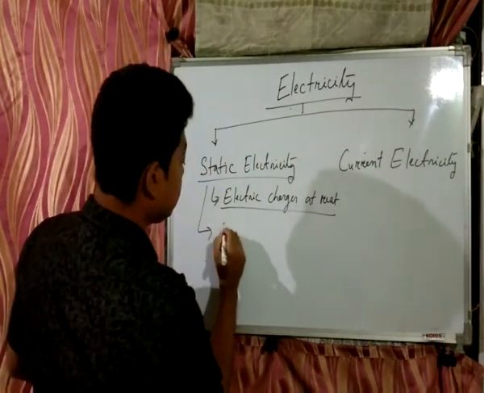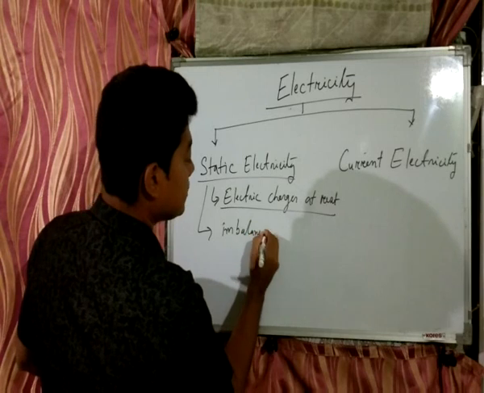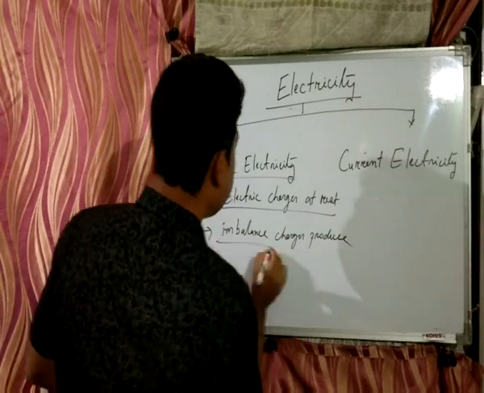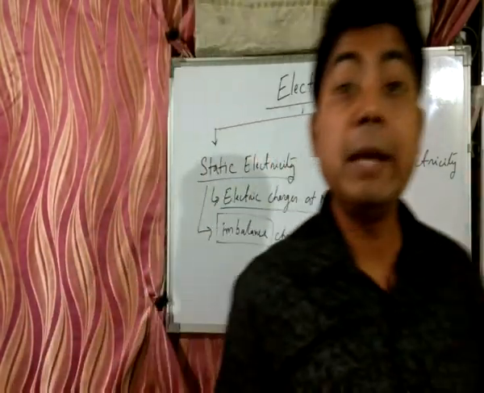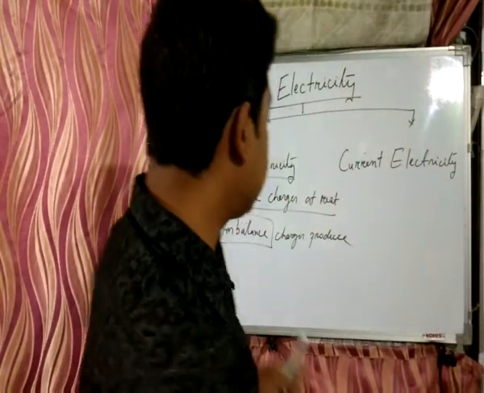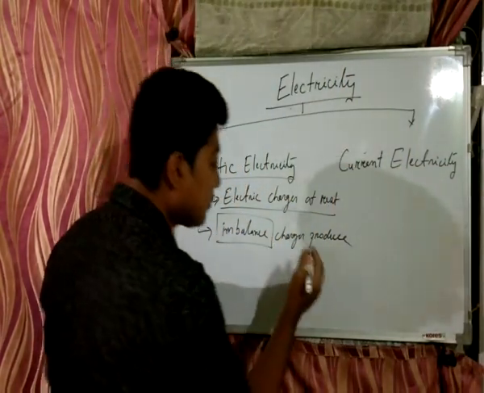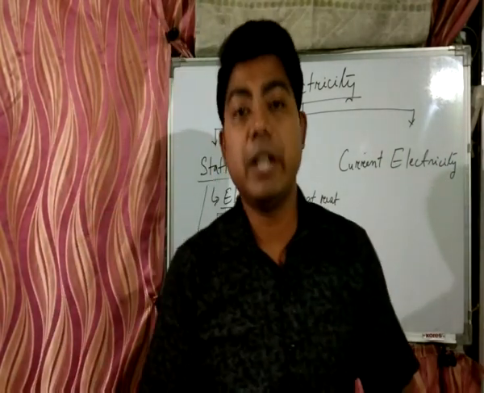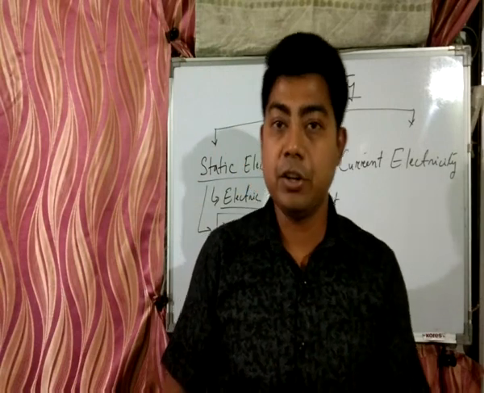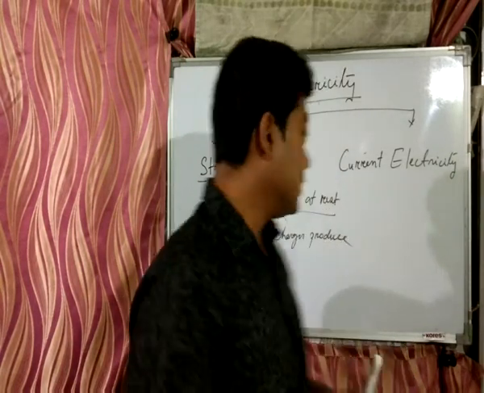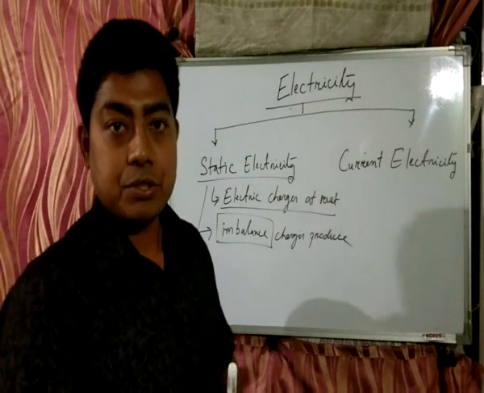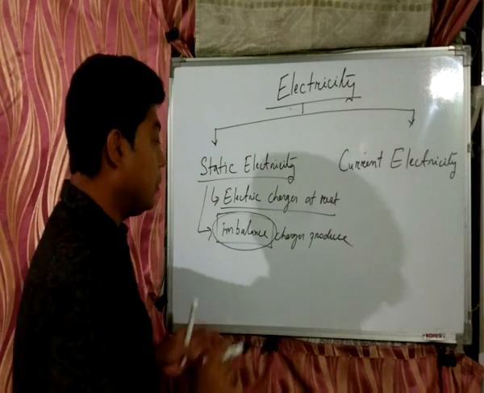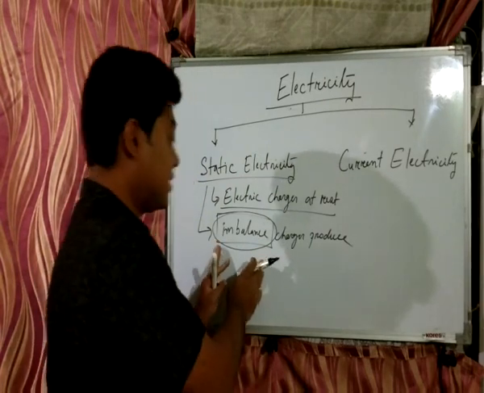Here imbalanced surges produce imbalance. What is the meaning of imbalance? Suppose this static electricity is generally shown by insulators like plastic, rubber. Why? Because in static electricity we have to create an imbalance of surge.